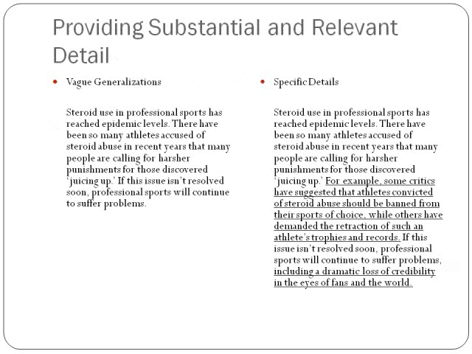So the first method, which is providing substantial and relevant detail, is basically about choosing specific details over vague generalizations. And I think the best way to just illustrate this for you is through these two paragraphs on your screen. On the left we have a paragraph that is full of vague generalizations, and on the right we have one that contains a lot more specific details.